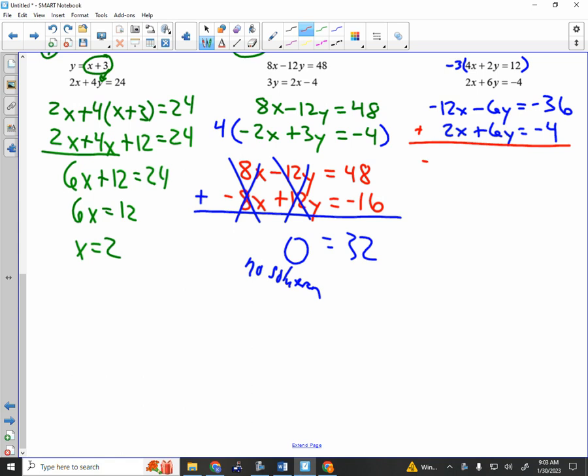We add them, we get negative 10x. Max wanted the y's to go away. They do go away. I get a negative 40. So x is 4. You can plug it back in and solve for y, but that's the general idea. Okay. We won't go back and find y. I think that you guys know what you're doing there. Okay. But that's kind of the deal.